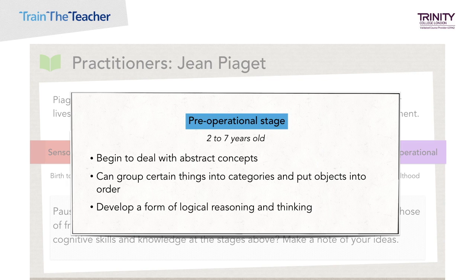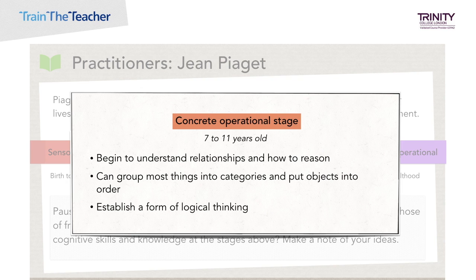They can correctly say, "I looked for a shoe," but they also say the girl hitted me or the dog bited him. They're still not able to think logically, and they believe, for example, that what you can see in a picture, anyone else can see too. They often play beside each other, it's called parallel play, without actually interacting, unless perhaps one child starts playing with the other's toy. They can group certain things into categories and put objects into order, and they begin to develop a form of logical reasoning and thinking.